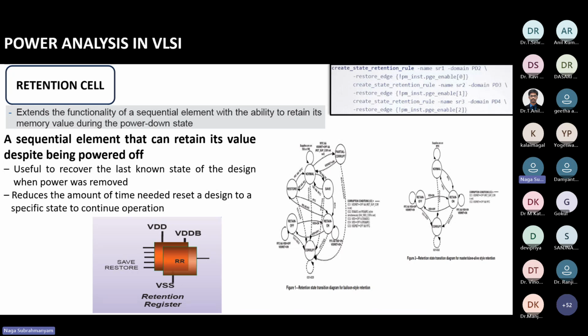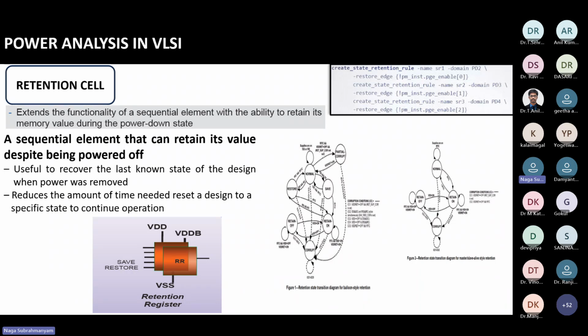They will store the values, the last functional values. Whenever that block comes back to active mode, this retention register will produce the data: this is the place where you stopped working, now you can continue by taking this value. It extends the functionality of a sequential element with the ability to retain its memory value during the power down state.